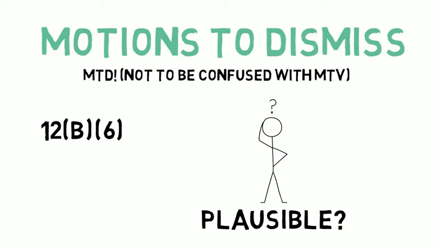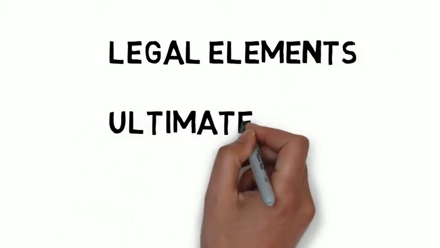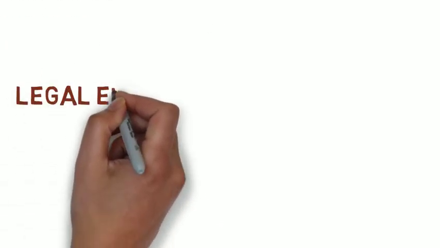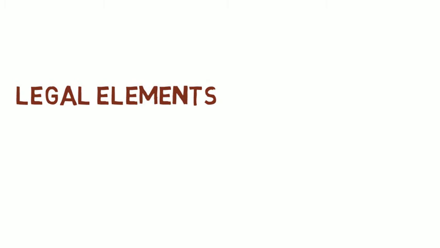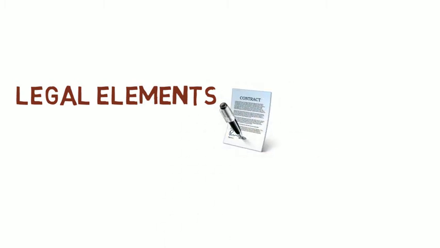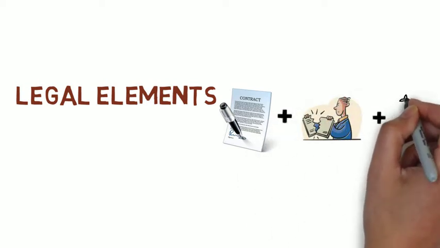Here, it's important to understand the difference between some terms. First, legal elements. Second, ultimate facts. And finally, specific facts. The legal requirements of a claim are the legal elements a plaintiff must prove to win on the claim. For breach of contract, for example, it would be a valid contract, breach of the contract, and then damages resulting from the breach.